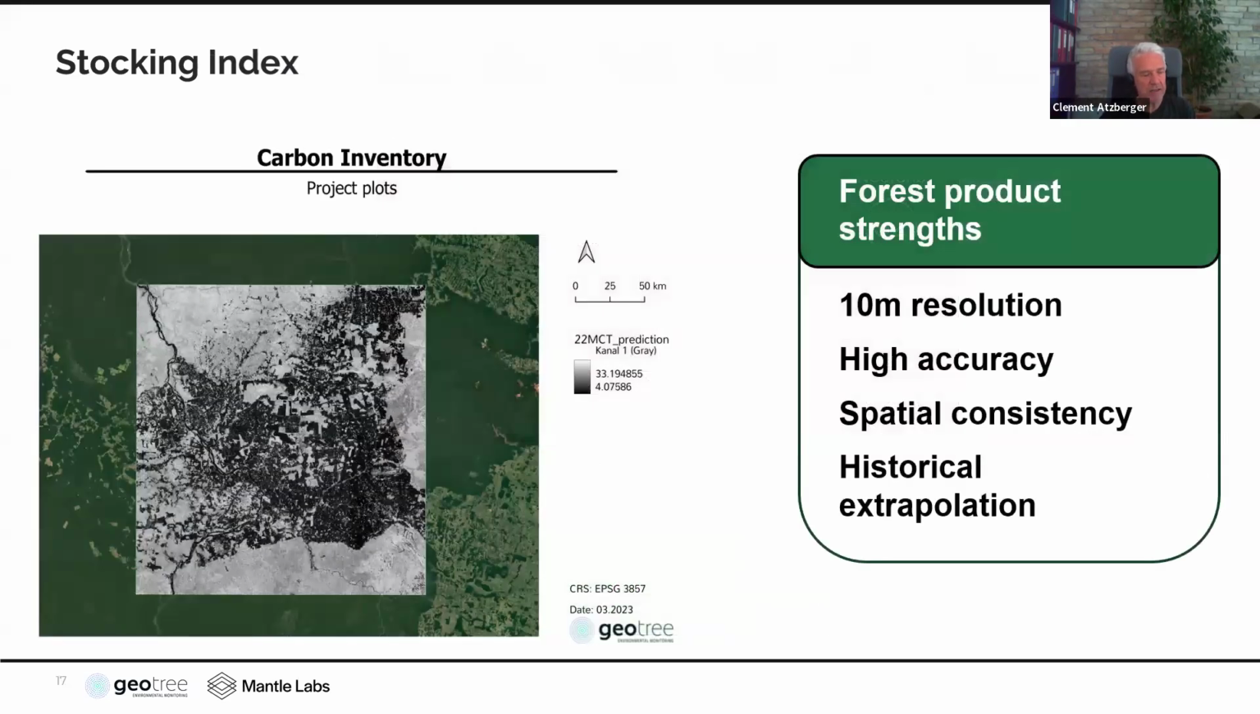And now, based on these representations and a model trained on the GEDI, we can generate these relative height maps in very high spatial resolution, so 10 meter. It's very consistent also across space, and as I will show later, also for historical extrapolation.